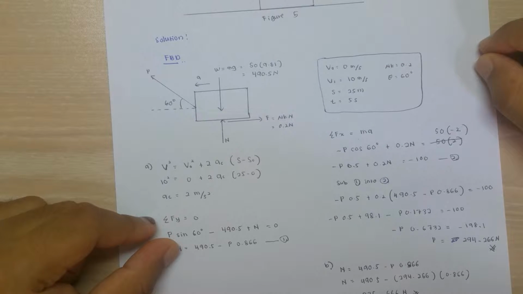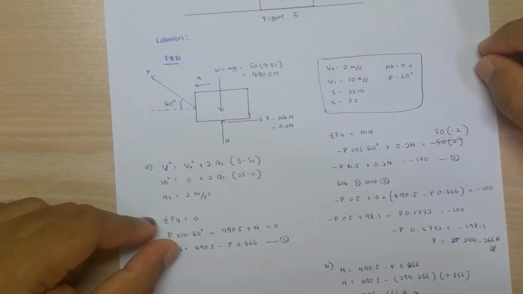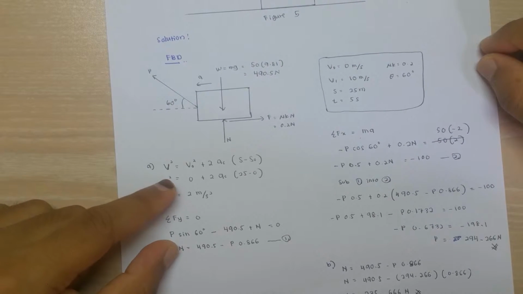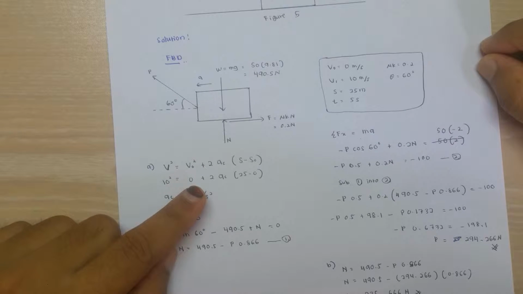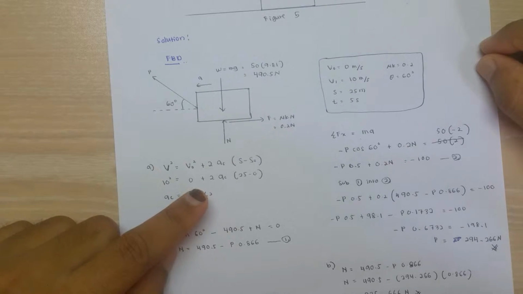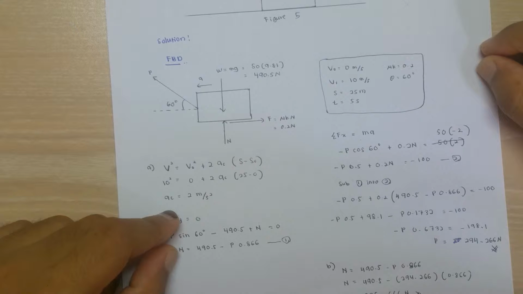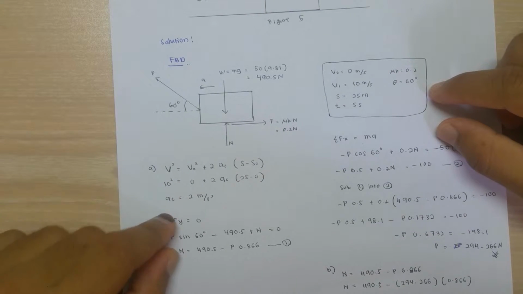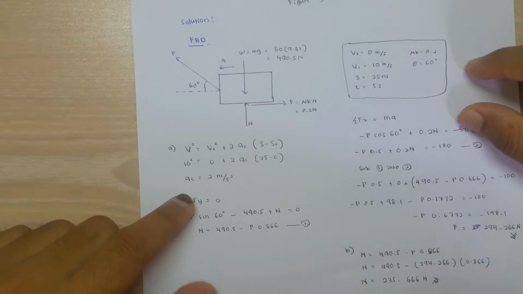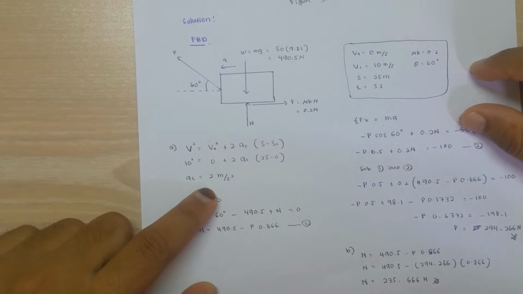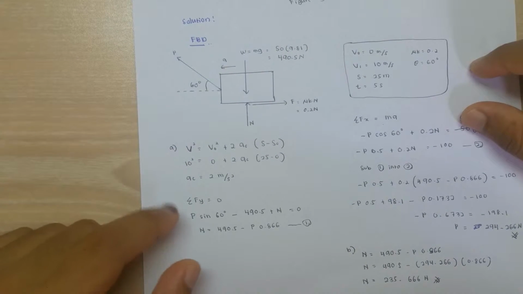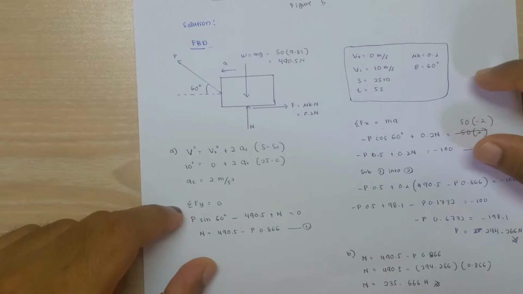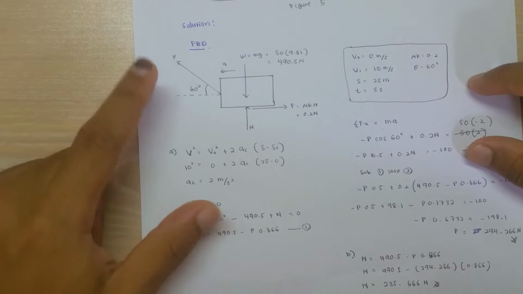After that, we identify the acceleration by using the kinematic equation, which is V squared equal to V naught squared plus 2 a_c times (S minus S naught). So we solve the kinematic equation using this data, and we get the acceleration equal to 2 meter per second squared. After we get the acceleration, we need to find the magnitude of force P.